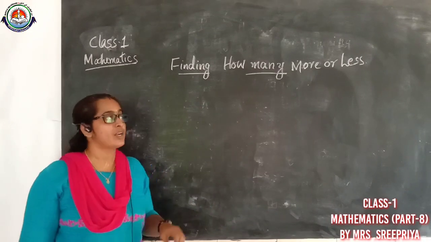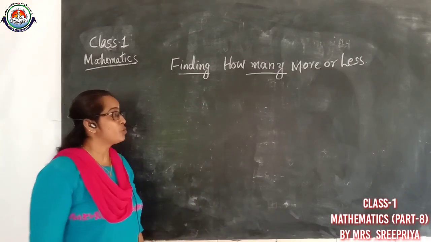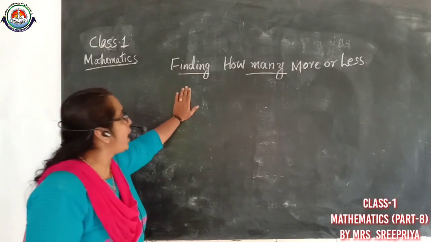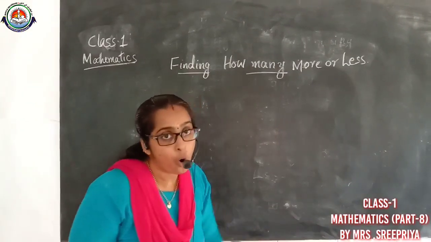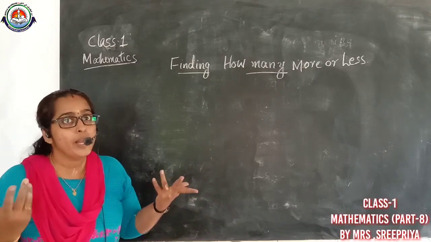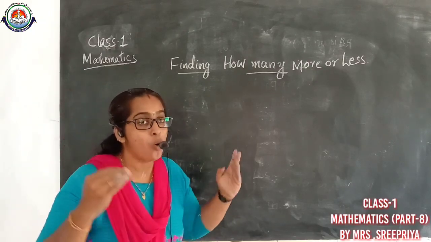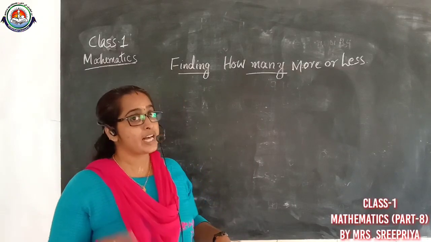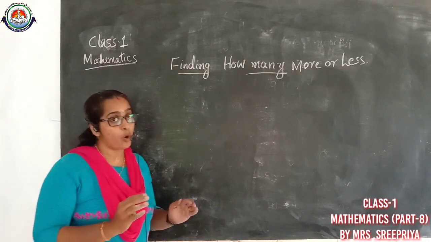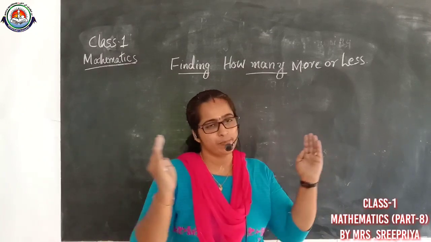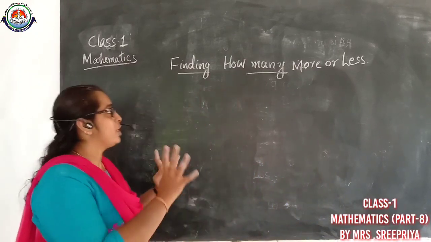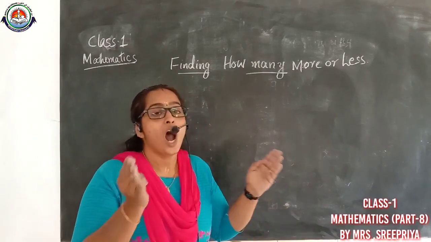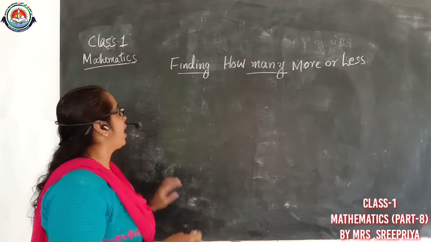Yes. Okay. Today we are going to start a new lesson. The name of the lesson is finding how many more and less. We already studied more and less. Do you remember that? Last class we studied more and less. More means more will be there. Less means less only. Today we are going to study how many more and how many less. I will show you one picture.